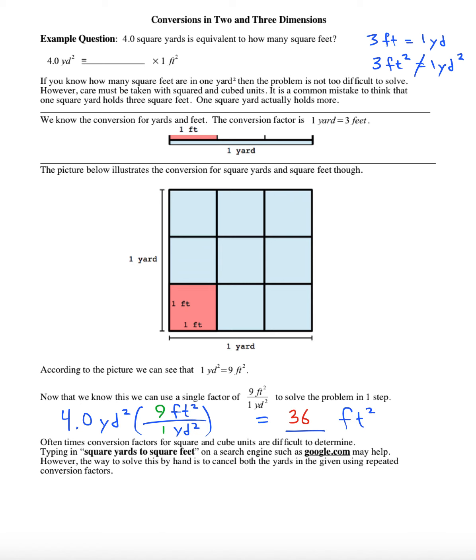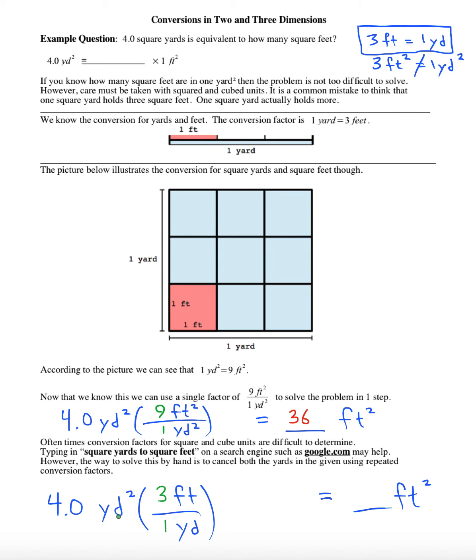The problem, though, is that these yards are squared. So even if we were to divide here, yards squared by yards, one of the yards wouldn't cancel. In fact, if I was to write yards squared in a different way, it would be yards times yards. And so even though I would have canceled one of them, I didn't cancel both.